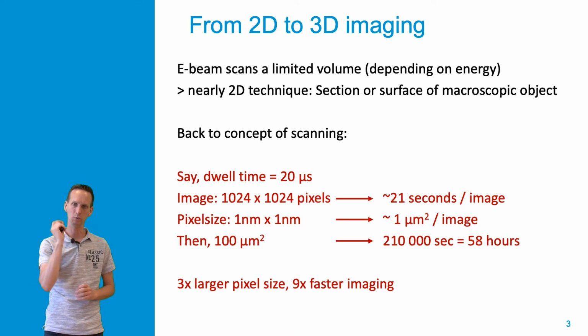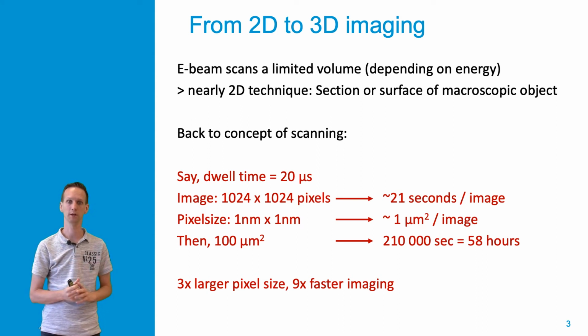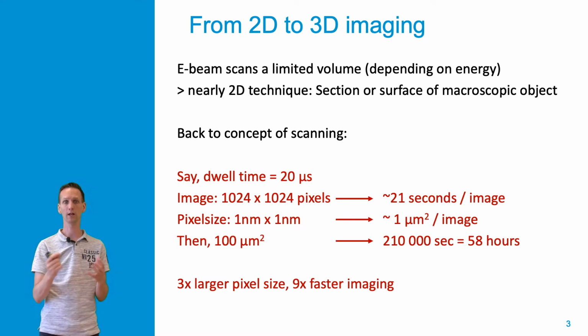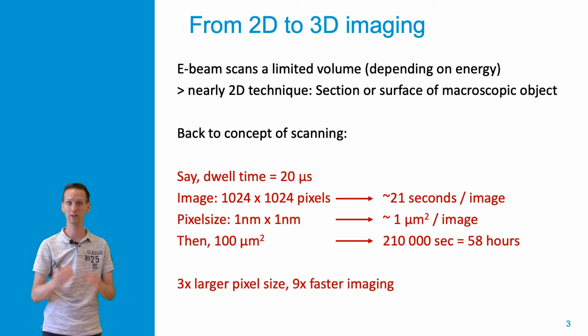So we see that we can record an electron microscopy image very quickly, but it's always a very limited area, which is intrinsic to the fact that we do high resolution scanning. Of course, we should also realize at this point that if we would choose a 3 times larger pixel size, we could do 9 times faster imaging, but we scan with a lower resolution.